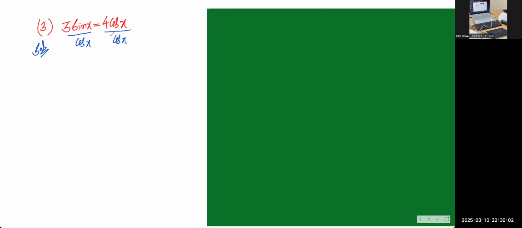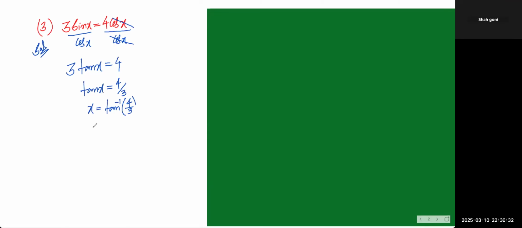This cos will be cancelling with this cos. 3 into sine by cos is tan. 3 tan x is equal to 4. Then we say that tan x value is 4 by 3. If you want to convert into the decimal, to get the value of x, it is tan inverse of 4 by 3.